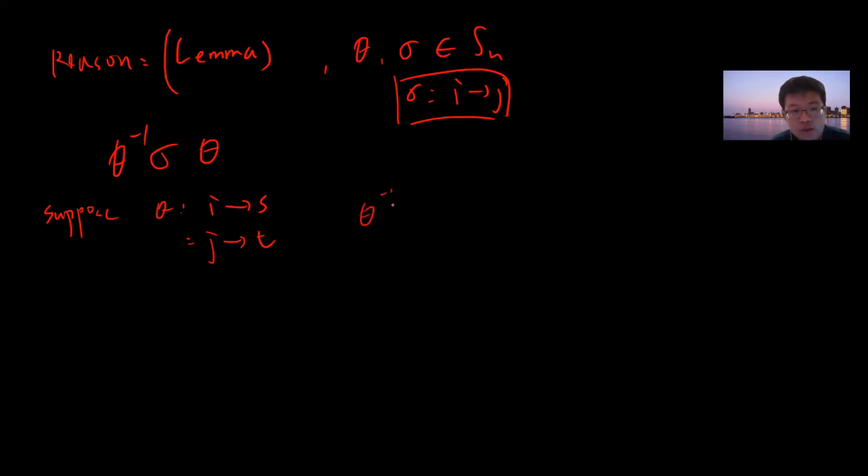Then let's check about this. So this is my C. Suppose theta sends I to S. But what about this sigma? I don't know whether sigma sends it to something or not. So maybe let's see.